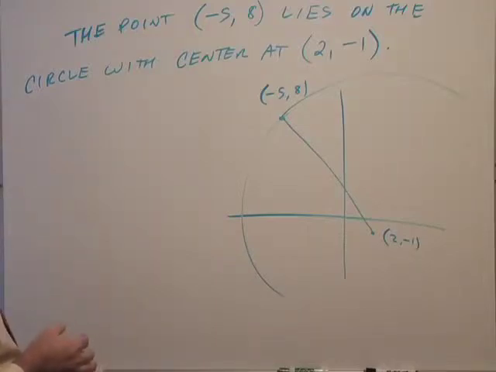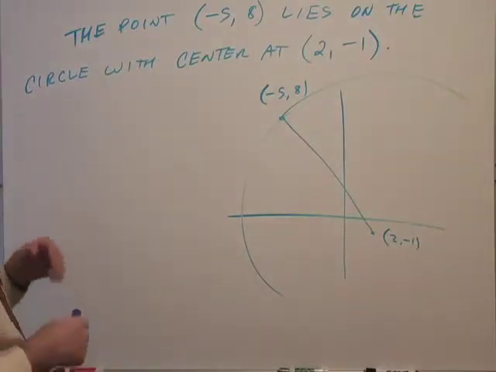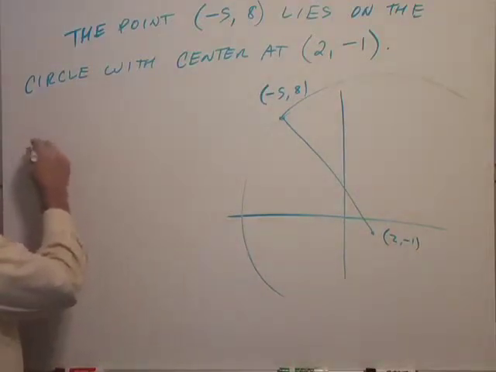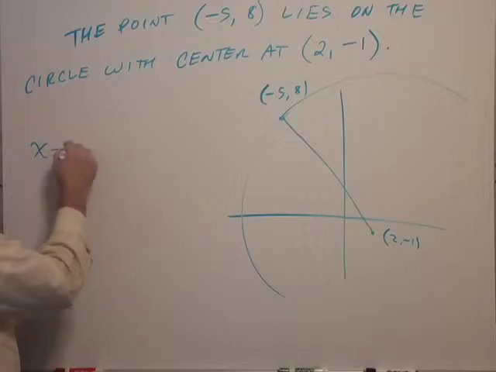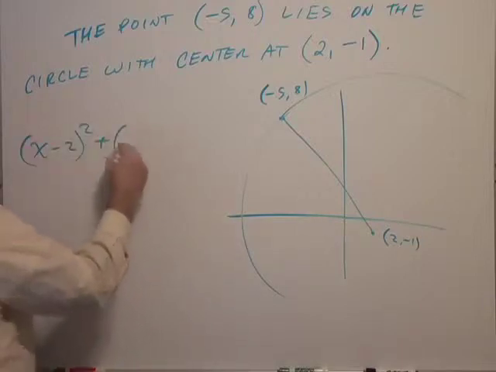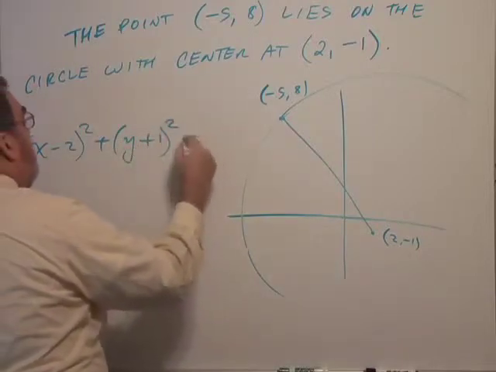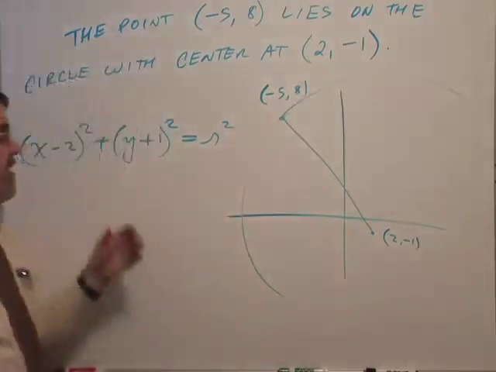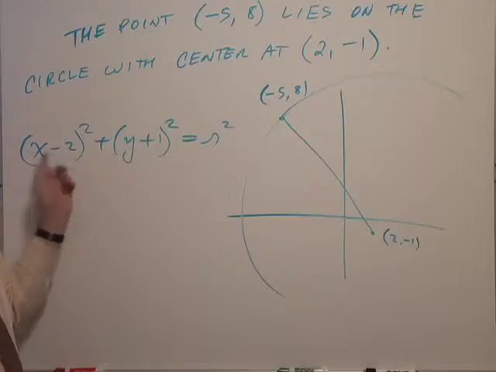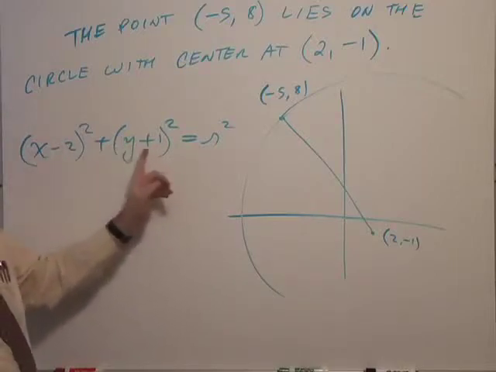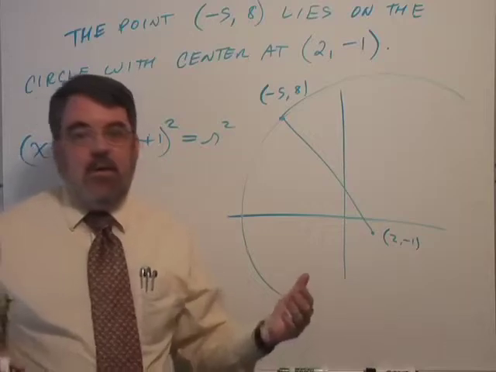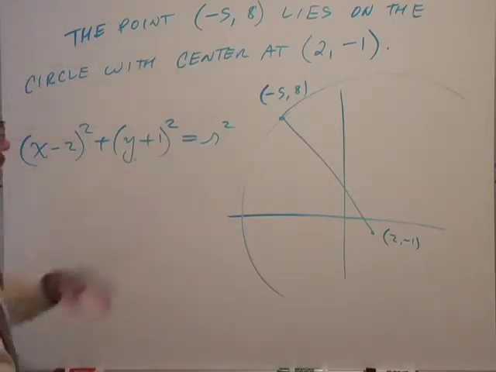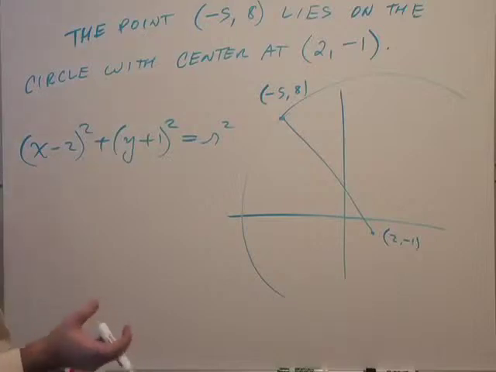Now then, with the center, I can immediately write down most of the equation. The equation of the circle is going to have this form: x minus 2 squared plus y plus 1 squared equals radius squared. So the center is 2, -1. Remember, it's x minus h, x minus 2, and then y minus k, y minus -1. And the minus -1 is what gives us the positive 1. Equals radius squared.